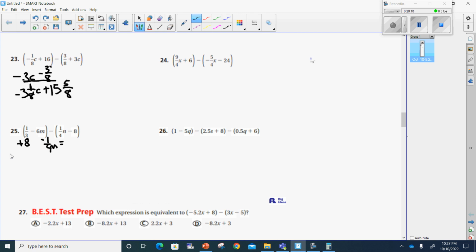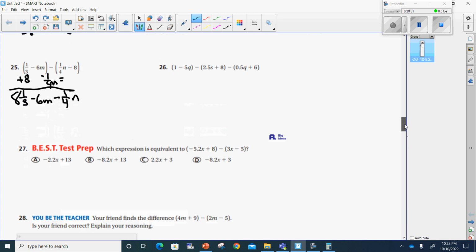Now I bring everything down. Notice I don't have anything under the negative 6m. So the negative 6m is one term. The negative 1/4 n is another term. And then we have 1/3 plus 8. That's going to be 8 1/3. I don't care what order the terms are. That doesn't matter as long as you have 8 1/3, a negative 6m, and a negative 1/4 n.